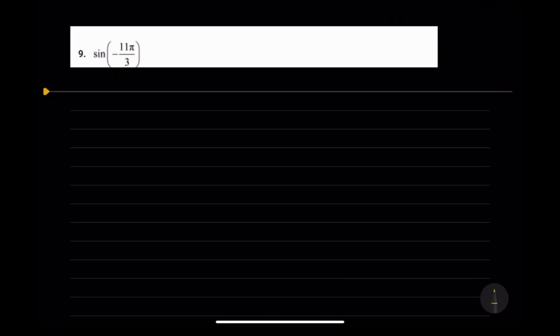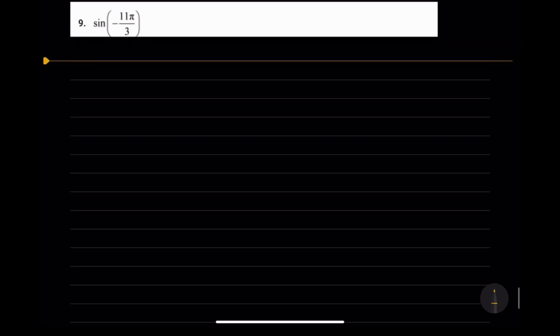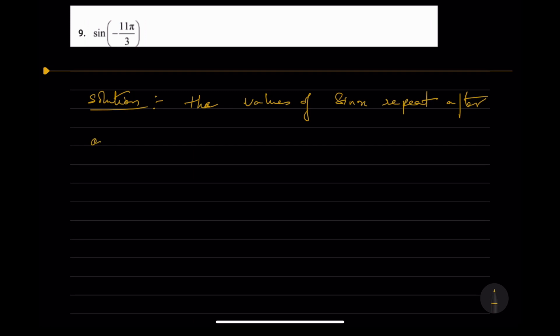So going into the ninth problem, here you're having sine of minus 11 pi by 3. So here again you can see that sin x repeats after every 2 pi, after an interval of 2 pi or 360 degrees. So therefore the values of sin x repeat after an interval of 2 pi or 360 degrees.